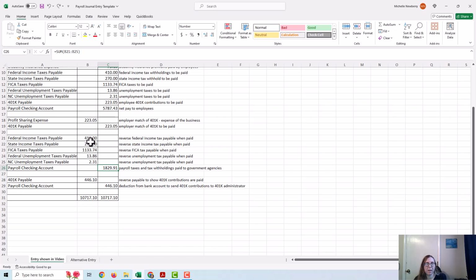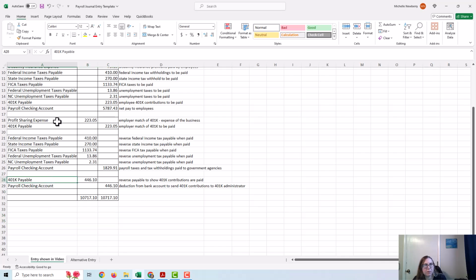If you pay them individually, you're probably going to have separate entries. So you would probably have state income taxes payable for $270, checking account for $270, or you would do them individually.